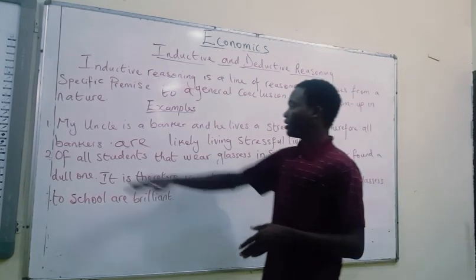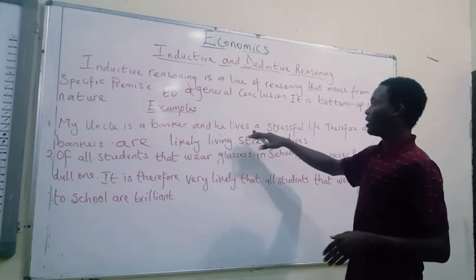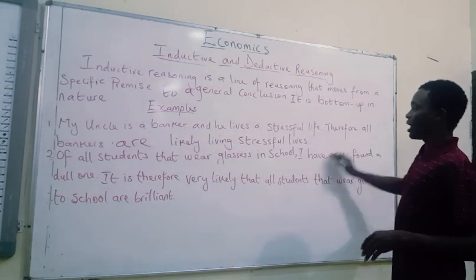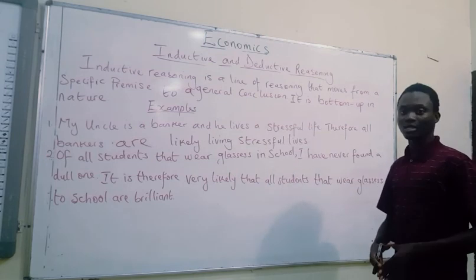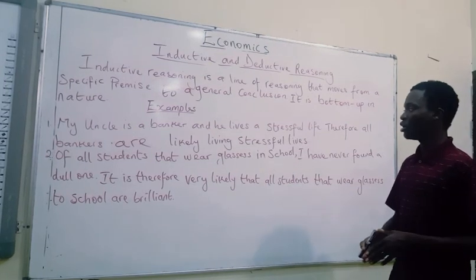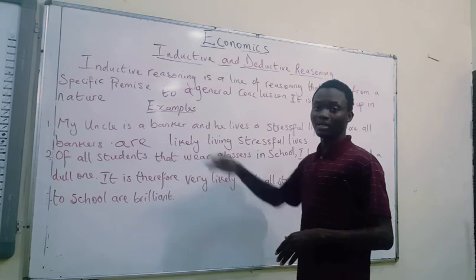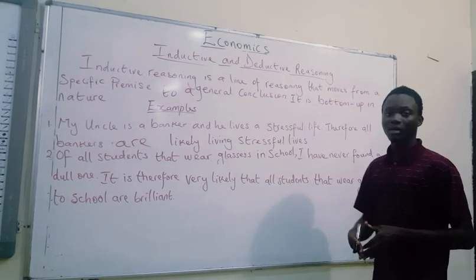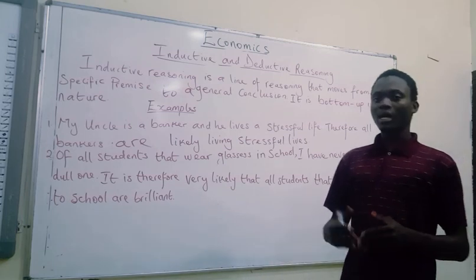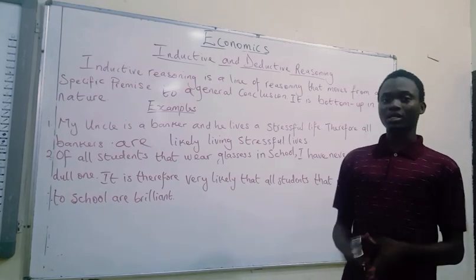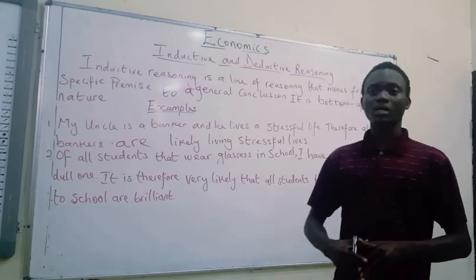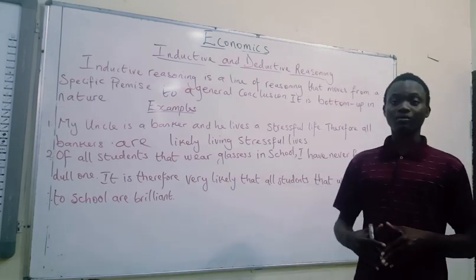So this happens to be the sample, and then this premise is used to generalize for the entirety of bankers, which happens to be the population. We can see that here it is likely, so we are not very sure that others are living stressful lives, but if my uncle is living a stressful life because he's a banker, then there's a likelihood that every other banker is living a stressful life.